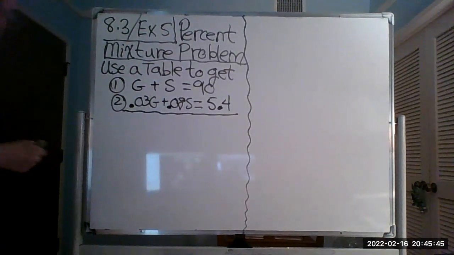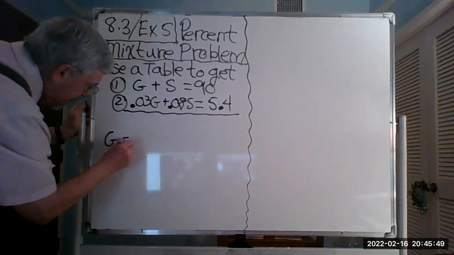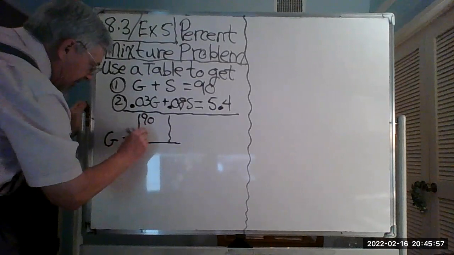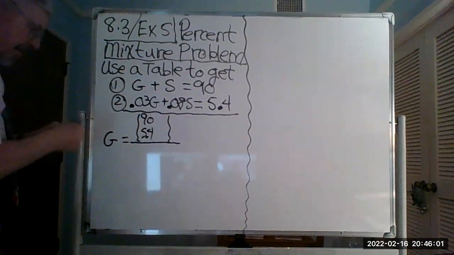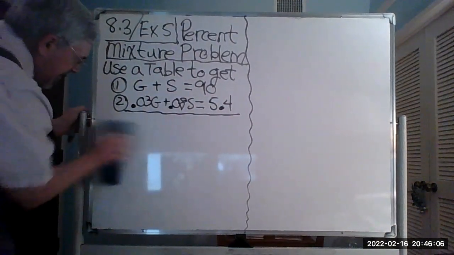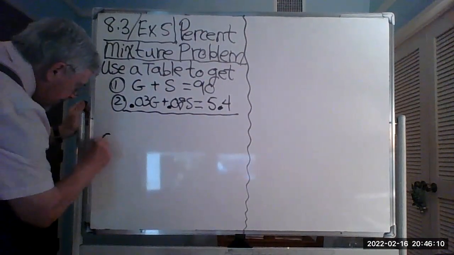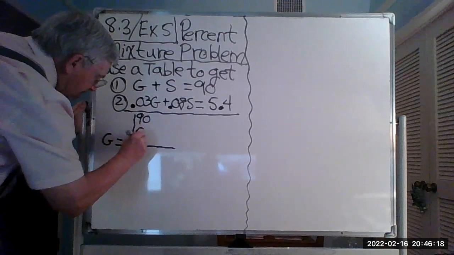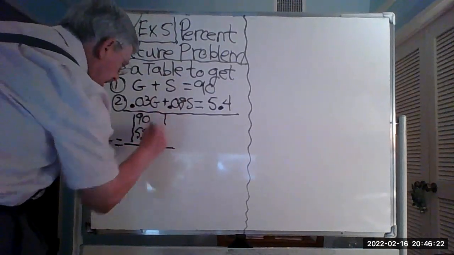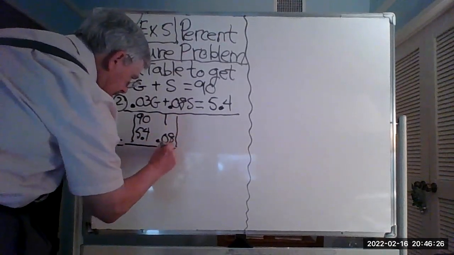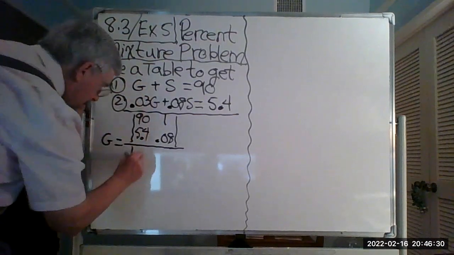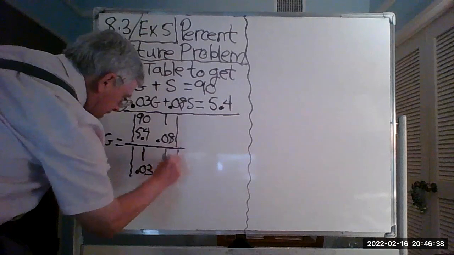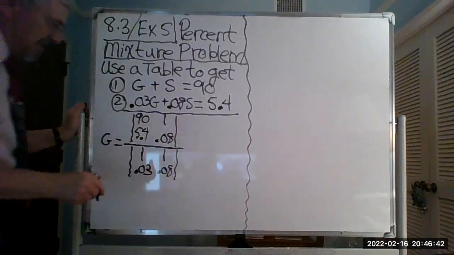Okay, so let me set it up then. For G, the numerator goes on top right here. I take the 90 and the 5.4 goes right there. We get some more room right here. Hang on, got cramped. Okay. I've got 90, 5.4, and then I have 1 and 0.08 all over 1 and 0.03 and 1 and 0.08. And I'm not even getting rid of the decimals. I'm keeping the decimals in there.